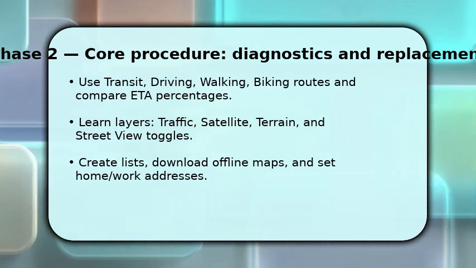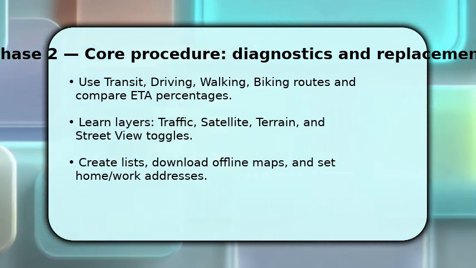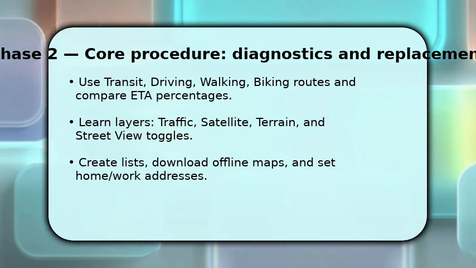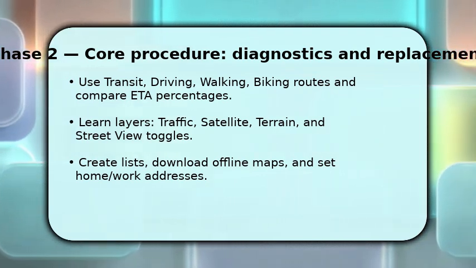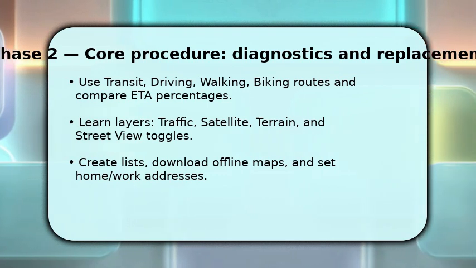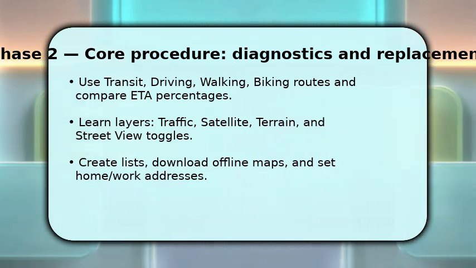Use Street View to preview tricky intersections. Create and label lists for repeated places and download offline maps for areas with poor coverage. Together, these steps make navigation reliable and fast when you need it.